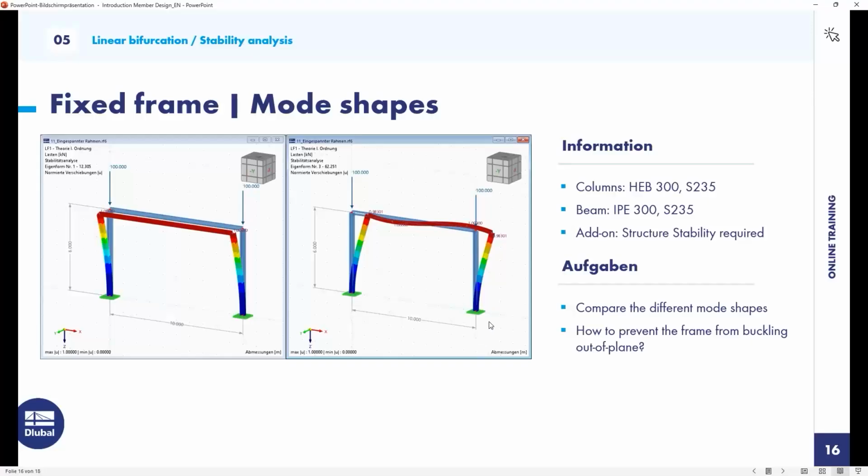We want to calculate it with RFEM 6, and we will see that it can be done really easily with the program. Okay, so we want to compare the different mode shapes, and we also want to think about how it would be possible to prevent the frame from buckling out of plane. So this would be this mode shape.